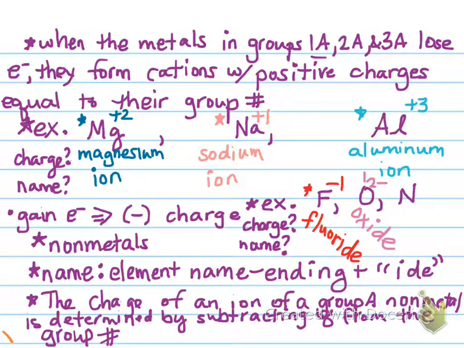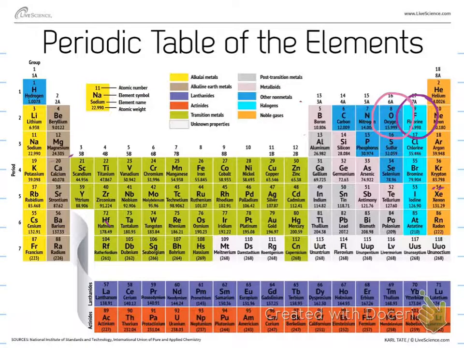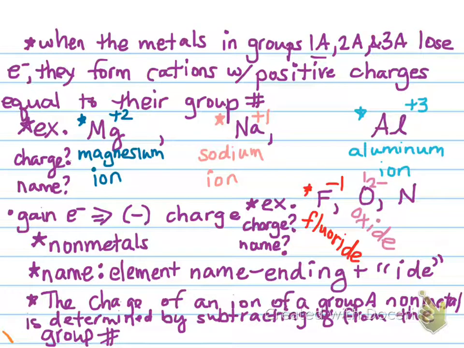Lastly, taking a look at our nitrogen example. Nitrogen is right here on our periodic table. It's in group 5A. So it has 5 valence electrons. So is it easier to lose those 5 or gain 3? It's easier for it to gain 3. So its charge is -3. And its name, nitrogen, it's going to lose its ending and become nitride.